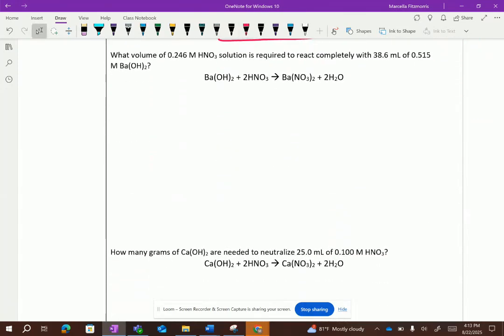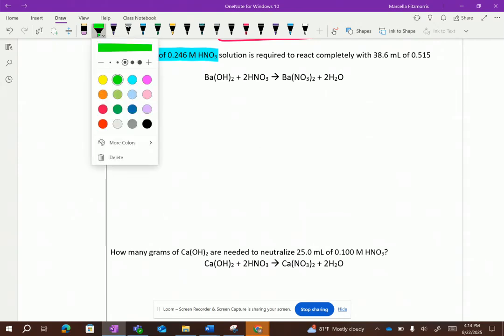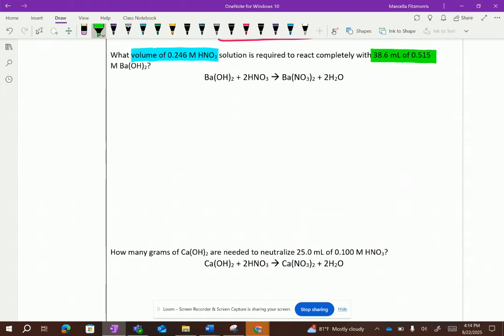Then we have another one. If I wanted the volume of that molarity of HNO3 solution that's needed to completely react with 38.6 milliliters of 0.515 molar BaOH solution, then we're going to kind of need the same thing. We're going to need the moles, and this time we're going to need the moles of both of them. So I'm asking about the volume of this one that I highlighted in blue, this HNO3. So I'm going to start with the other one.